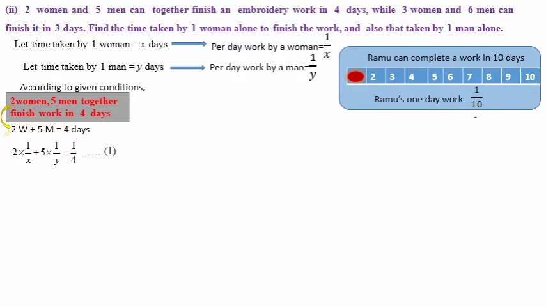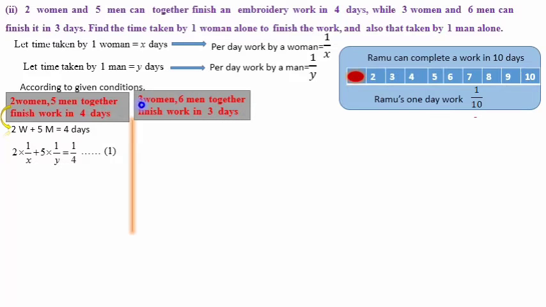Now label it as equation number 1 and go to the second condition, that is 3 women and 6 men together finish the work in 3 days. Algebraic format is 3w plus 6m is equal to 3. Now for the 1 day calculation, 3 into women's 1 day work 1 by x plus 6 into men's 1 day work 1 by y is equal to their 1 day work, 1 part out of 3 days. Label it as equation number 2.